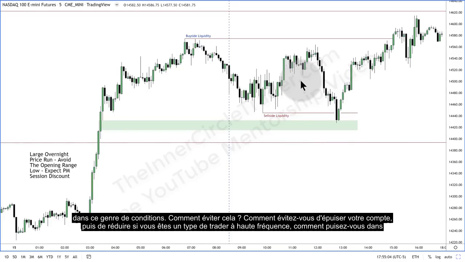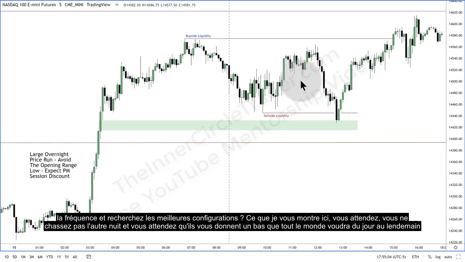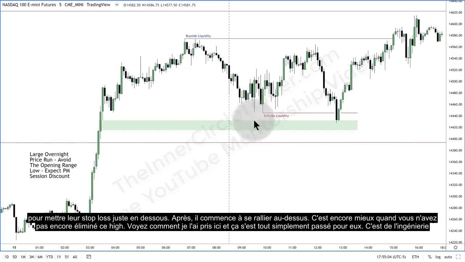How do you avoid that? How do you avoid running out your account and then scaling back if you're a high frequency type of trader? How do you draw back on the frequency and look for the better setups? What I'm showing you here: you wait. You don't chase the overnight run, and you wait for them to give you a low that everybody overnight will want to put their stop loss right beneath after it starts to rally above it.